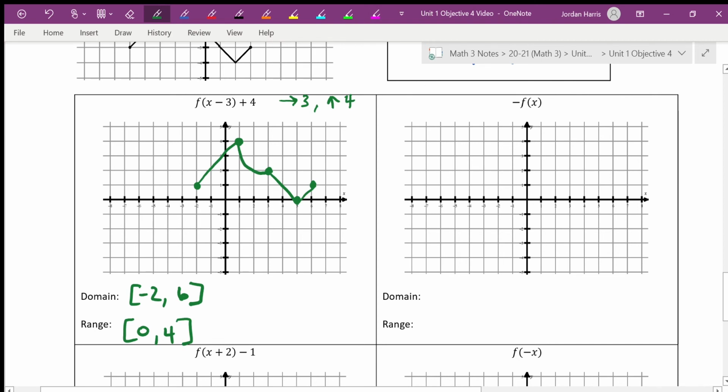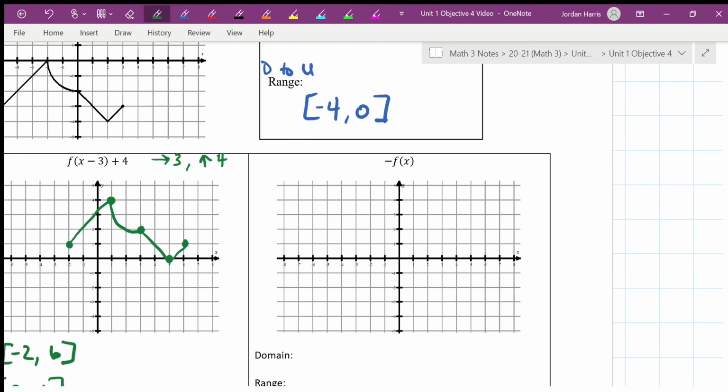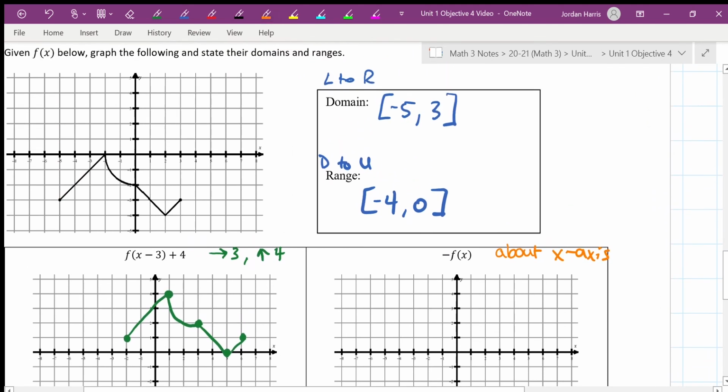Alright, so that's a shift. Now we get to a reflection. So this is about the x-axis. It's the first ones we dealt with, negative in front. So all of these points, I'm going to go about the x-axis. So this is 1, 2, 3 below, so I'm going to go 1, 2, 3 above. This one's on it, so that's going to stay the same. 2 below, so 2 above.